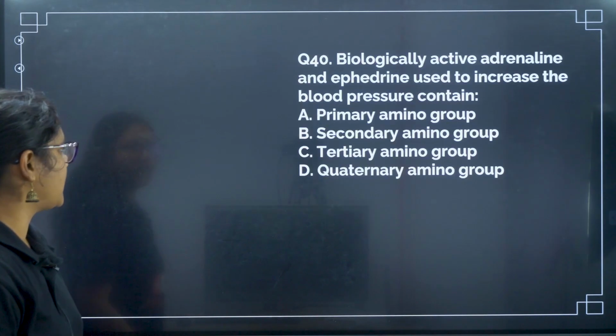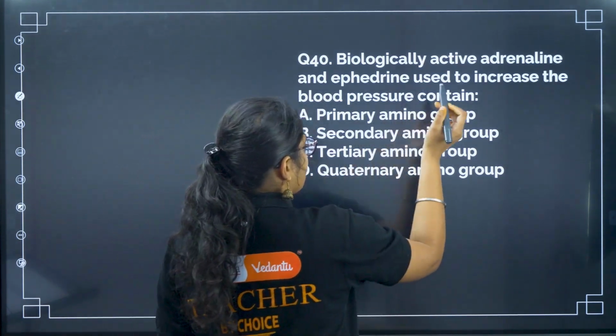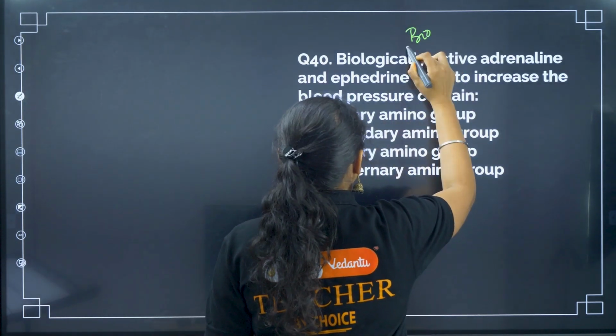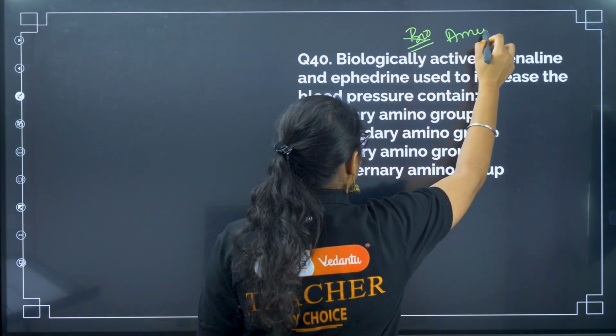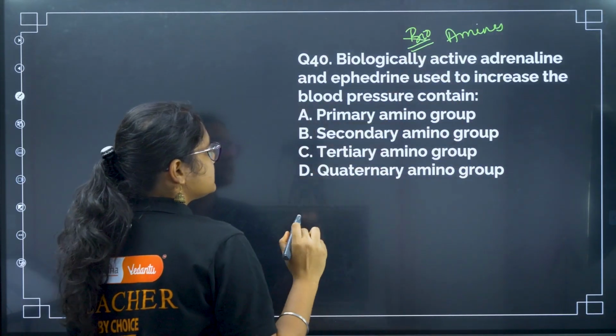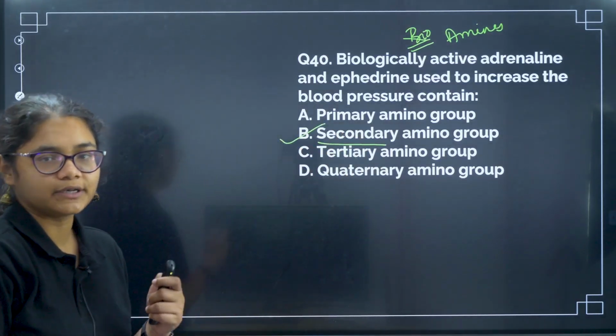Okay, next we have biologically active adrenaline, and so we have come to your amines chapter, importance of amines. Which one contains your secondary amino group? That contains your secondary amino group. Correct answer is option number B.